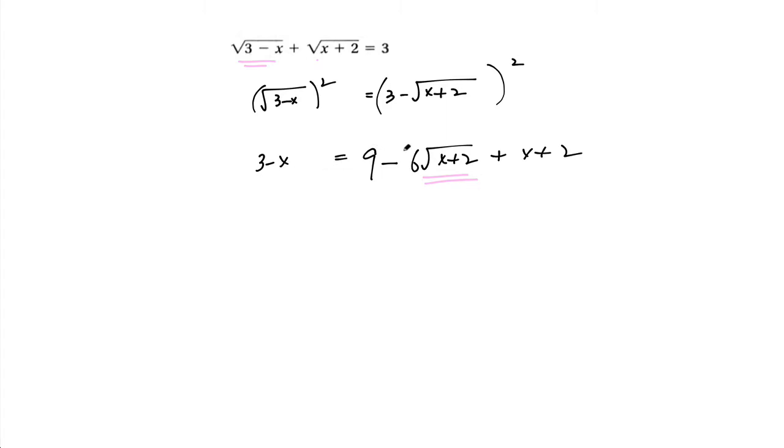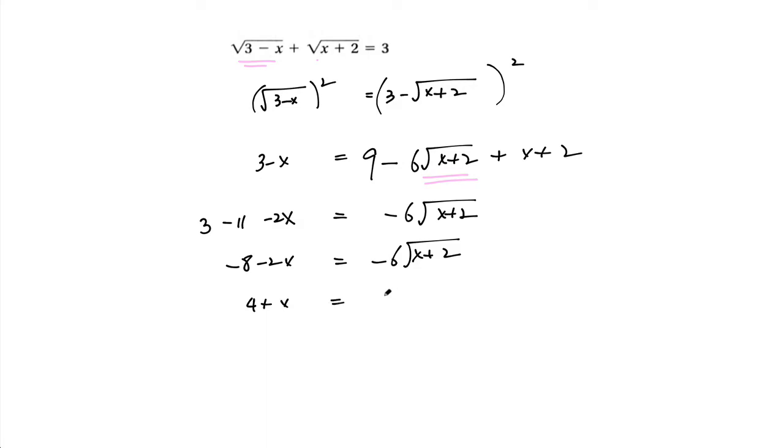Okay, so you get minus x, that's minus 2x. And you have 3, this is 11 minus 11 here. Okay, so minus 8 minus 2x. You divide everything by negative 2. And you square both sides. 16, 8x plus x squared, 9x plus 2 when you square both sides.